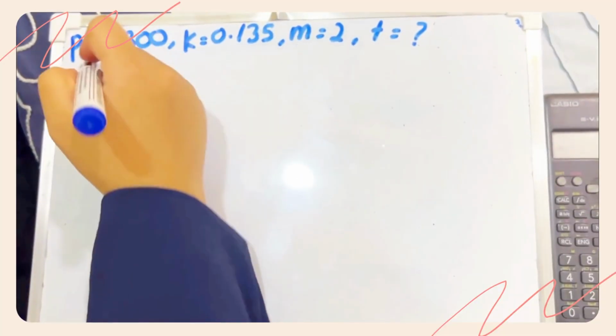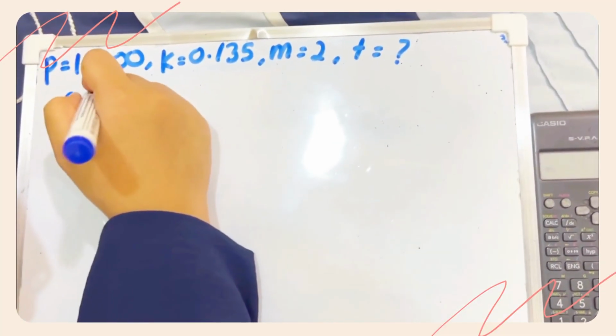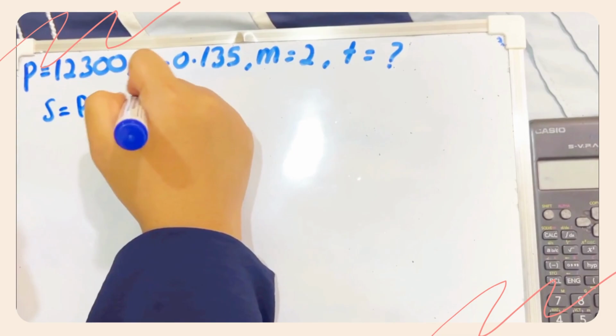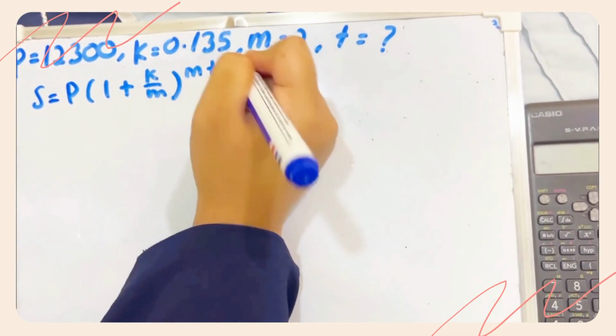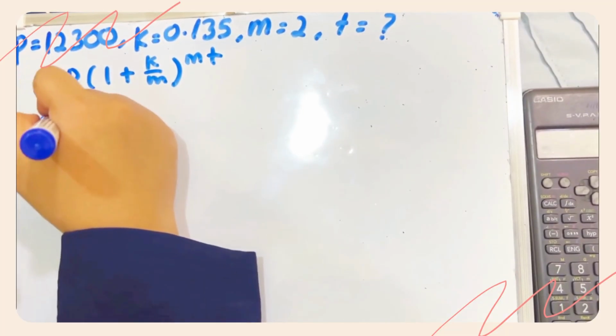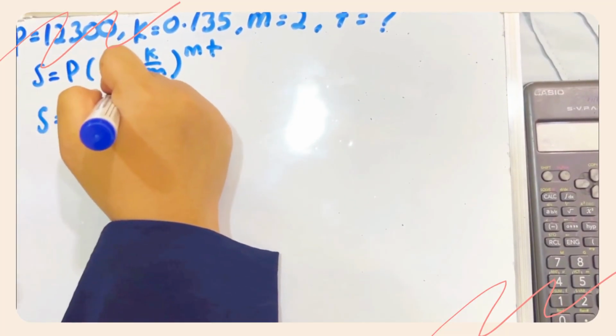After we take out the info, we must write the formula, which is S equal to P in bracket 1 plus K per M, power by MT. And then, we must substitute the numbers into the formula.